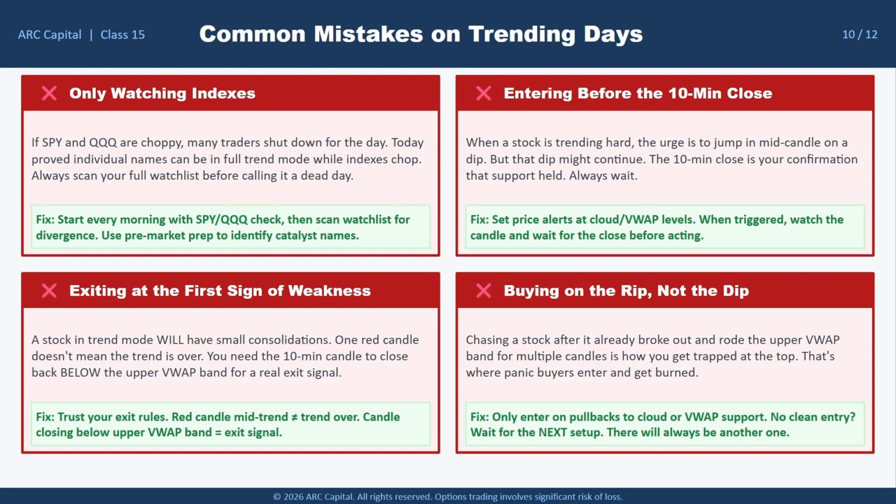And also buy on the rip and not the dip. Chasing a stock after it already broke out and rode the upper VWAP band for multiple candles is how you get trapped at the top. This is where the panic buyers enter and get burned. You're always going to want to wait for the pullback because, guys, it always pulls back. Make that just your note. Only enter on pullbacks to clouds and VWAP entries. No clean entry, wait for the next setup and find the cloud test, right?